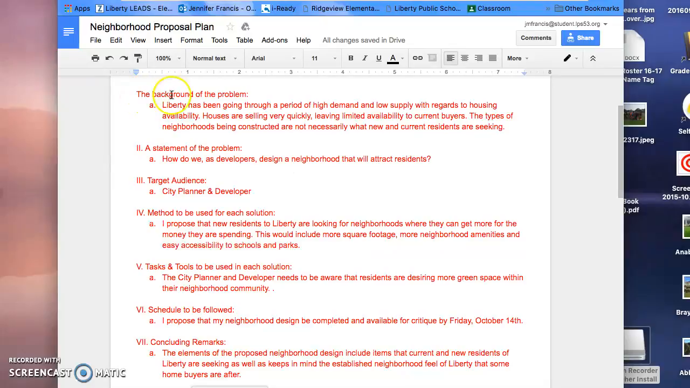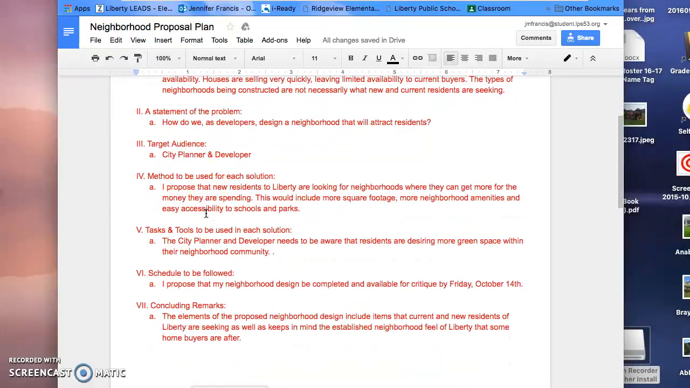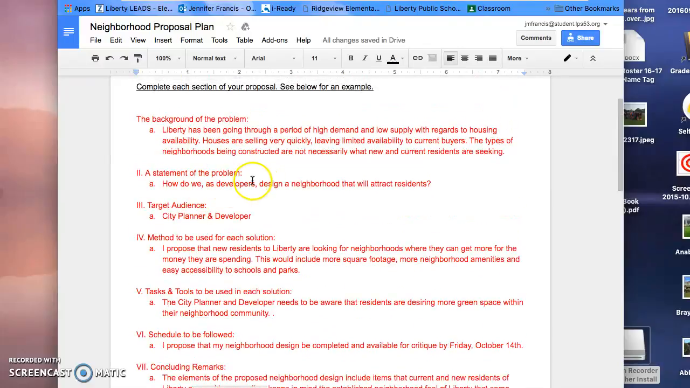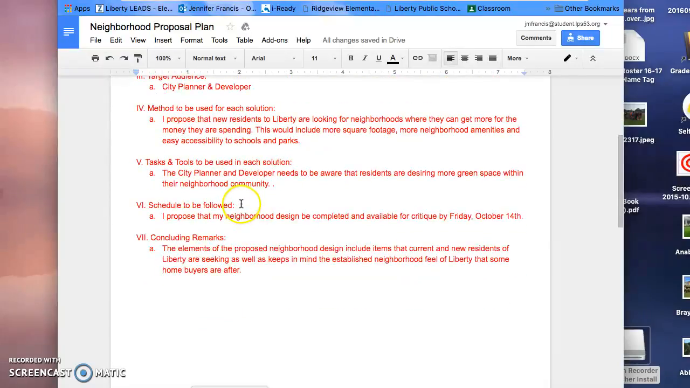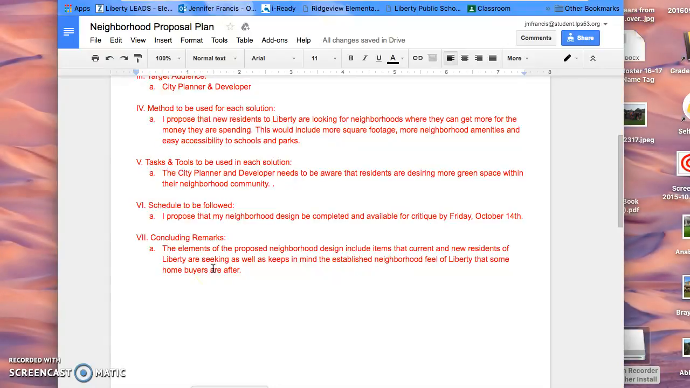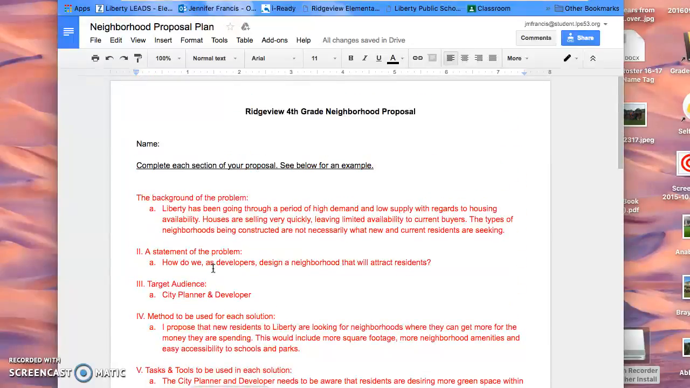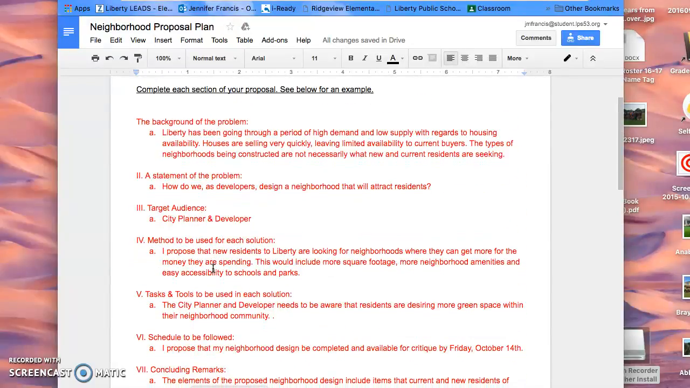So you'll see I have the background of the problem, a statement of the problem, my target audience, my method to be used for each solution, so how will I solve the problem, the tasks and tools that I need. So what do I need the city planner and developer, who is our target audience, what do I need them to consider? What's the schedule that needs to be followed? And then any concluding remarks that I have to defend my position or to encourage those that may be voting or planning or implementing my design, what makes them choose my design over any others they may be looking at.